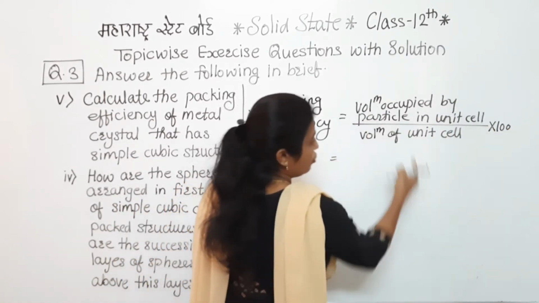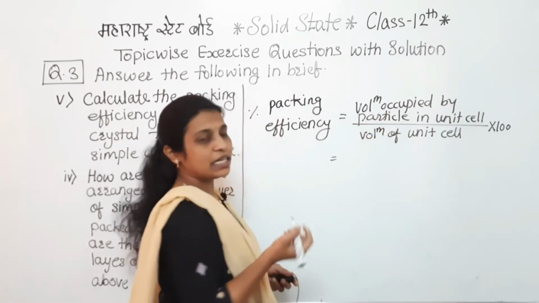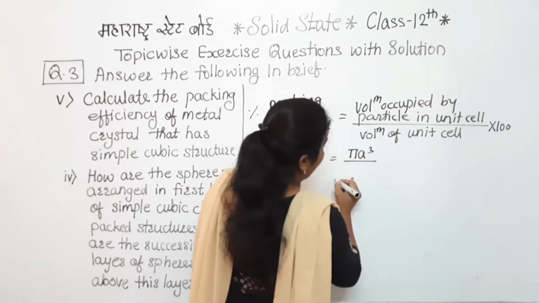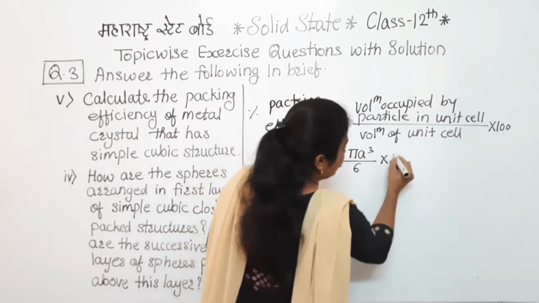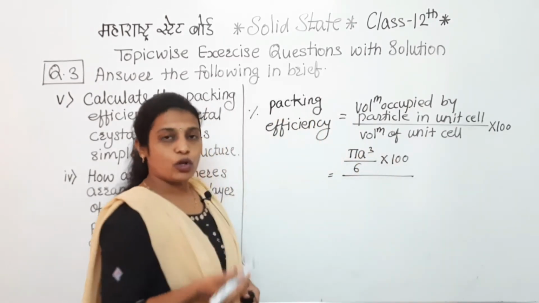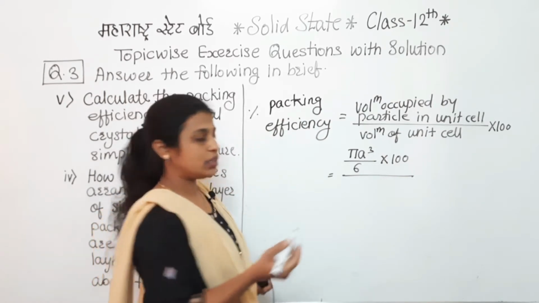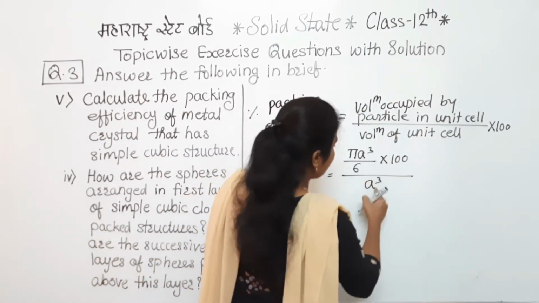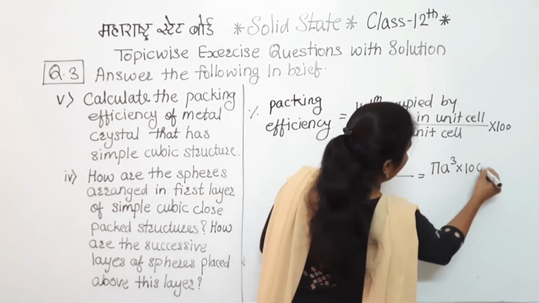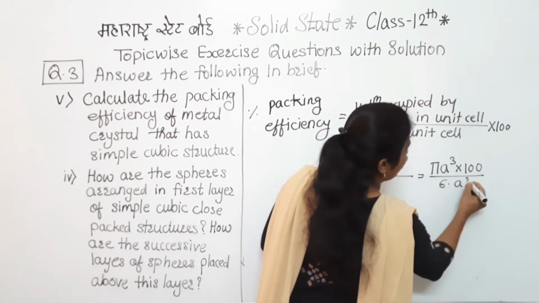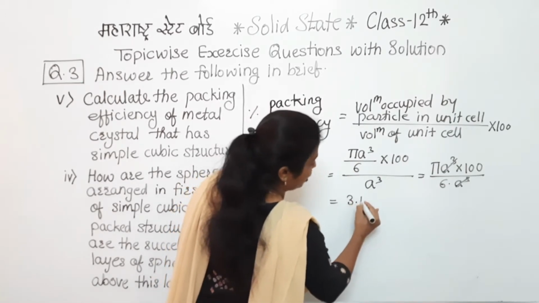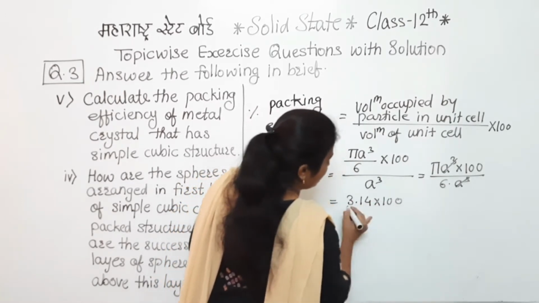Now see here, we have just calculated the volume occupied by particle in a unit cell, that is pi a cube divided by 6, into 100, divided by the volume of unit cell. The volume of unit cell is nothing but the edge length cube, that is a cube. If we simplify this formula, we can write pi a cube into 100 divided by 6 into a cube. A cube will get cancelled. The pi value, as we know, is 3.14, into 100 divided by 6.